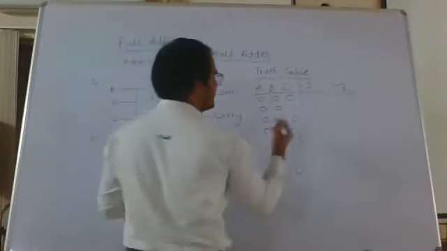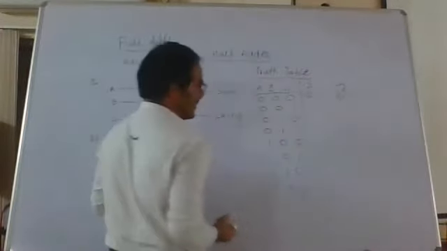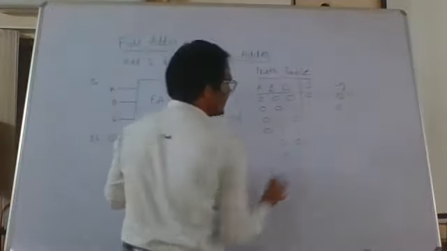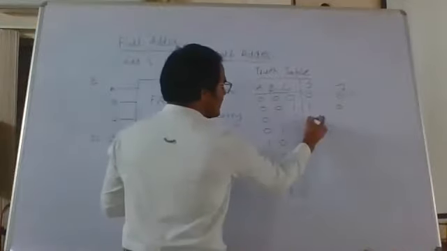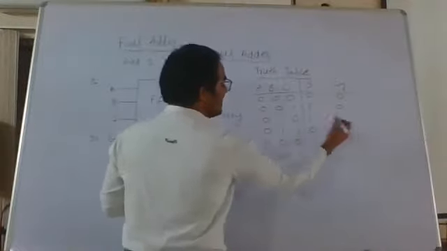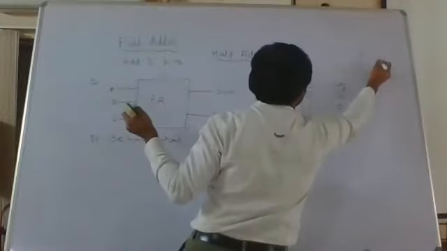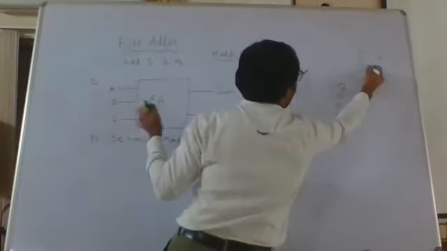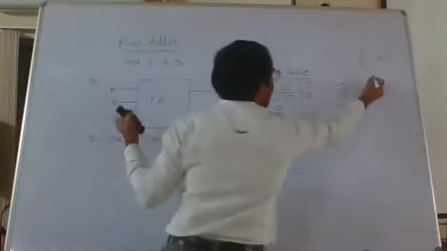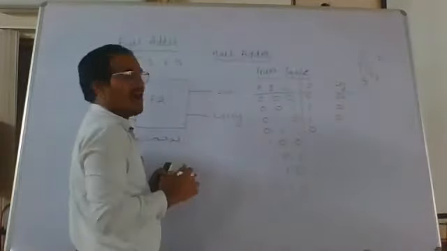Their corresponding outputs are: when we add 0, 0, 0, sum is 0, carry is also 0. 0, 0, 1: sum is 1, carry is 0, no carry. 0, 1, 0: sum is 1, carry is 0. 0, 1, 1: sum is 0, carry is 1, because adding 0 plus 1 plus 1 gives decimal 2. We write it in binary form as 1, 0, so 0 is the sum output and 1 is the carry output. That we have already seen in the case of the half adder.